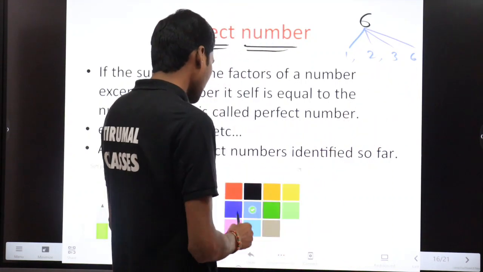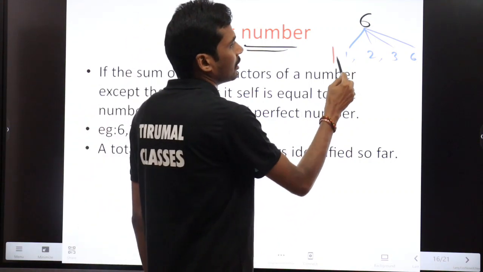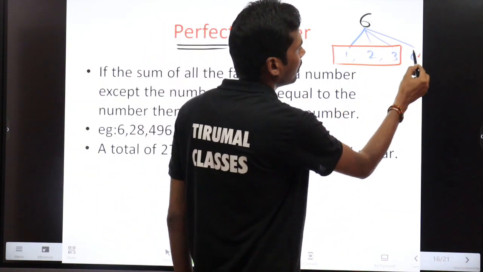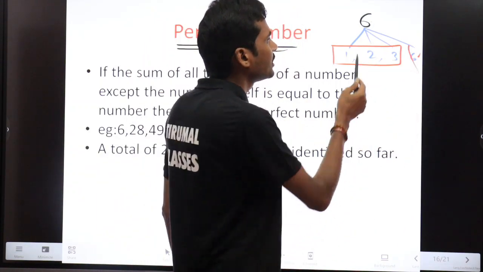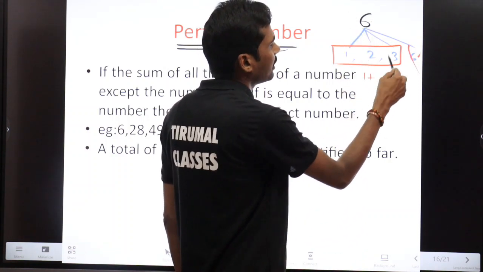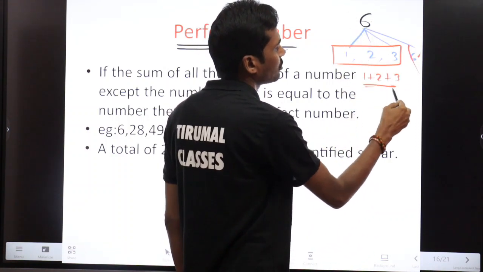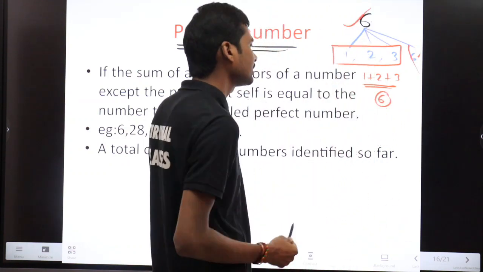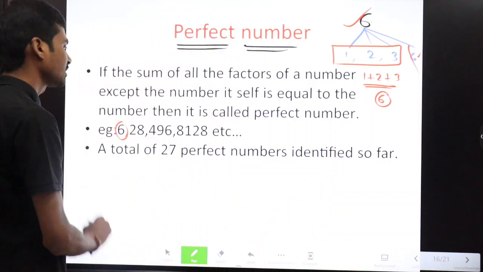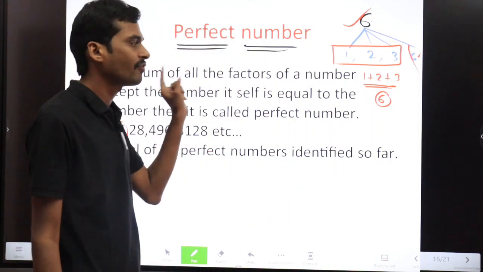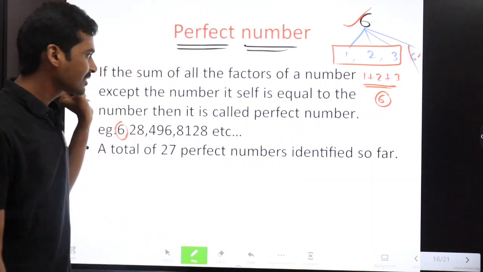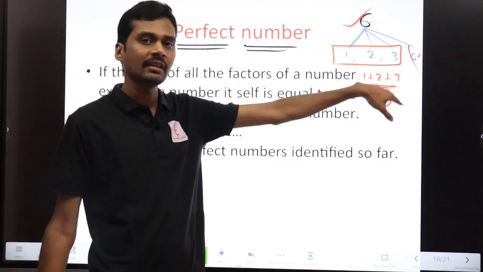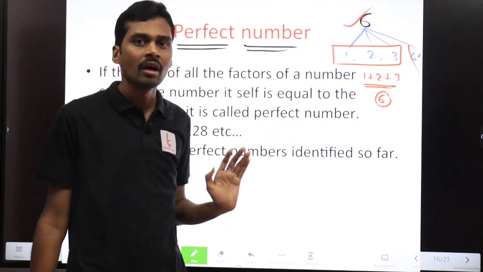A perfect number is the one where the sum of the factors except the given number is equal to the given number. The given number is 6. Excluding it, if you add the remaining factors, 1 plus 2 plus 3 is 6. This is the given number, right? So 6 is called a perfect number. If the sum of all the factors of a number except the number itself is equal to the number itself, that number is called a perfect number.